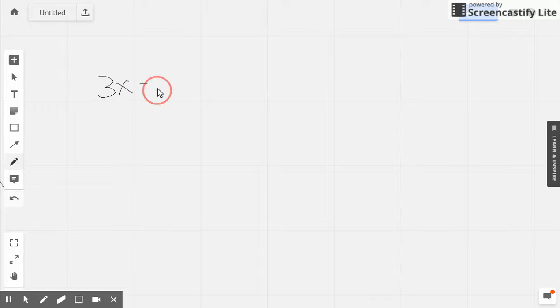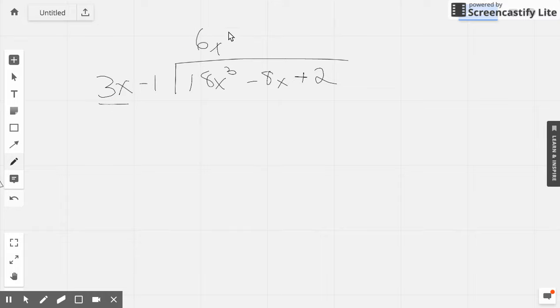3x minus 1 into 18x cubed minus 8x plus 2. Okay, so we start off with 3x. How many times does 3x go into 18x cubed? It goes in 6x squared times. 6x squared times 3x is 18x cubed. 6x squared times negative 1 is negative 6x squared. And we're going to do subtraction.